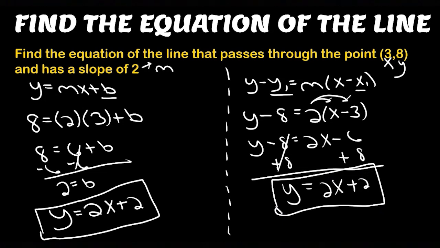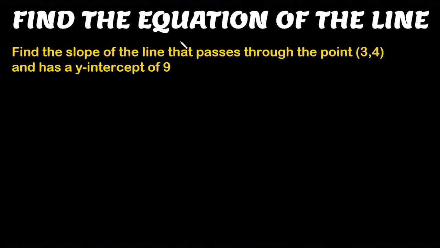All right, let's go ahead and try some more problems. Okay, so here's our last problem, and you can see that it's not actually asking us to find the equation of the line. Rather, it's asking us to find the slope of the line. Now, they still do give you a point, and you can see that that point is right here. Okay, (3, 4). But this time they're going to be giving you the y-intercept, which is going to be 9.